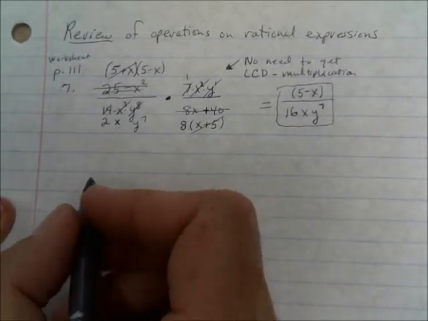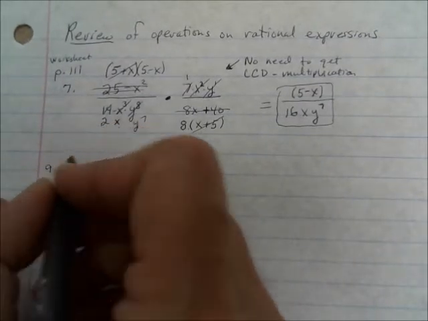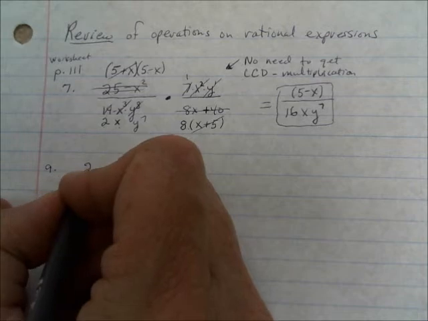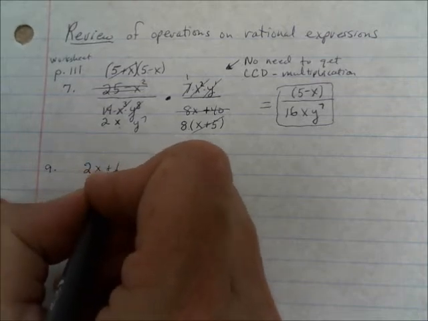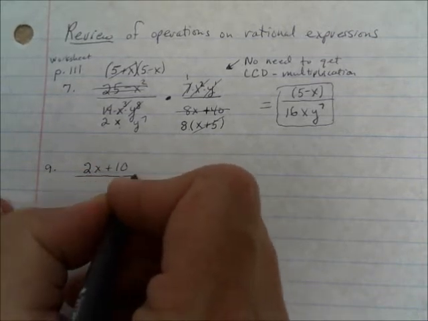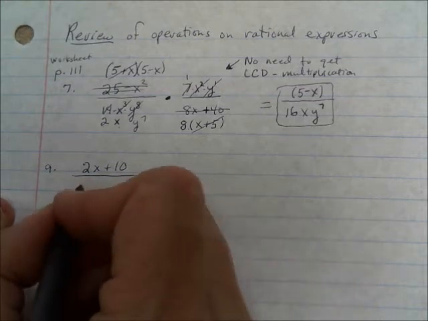The next question I'm going to do from that worksheet is question number 9. Question number 9 says 2x plus 10, so copy these down, all over 32 minus 8x.